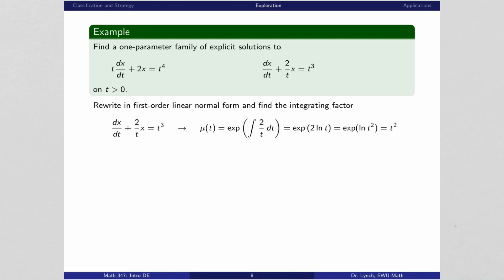Of course, the integral of 2 over t is 2 log of t. We can play that hop it up trick to express e to the 2 log of t as e to the log of t squared. And of course, when you have e to the log of t squared, that's just t squared.